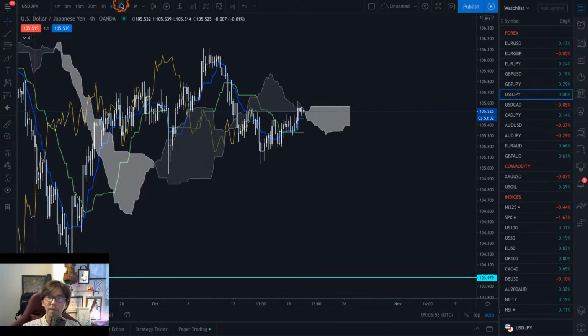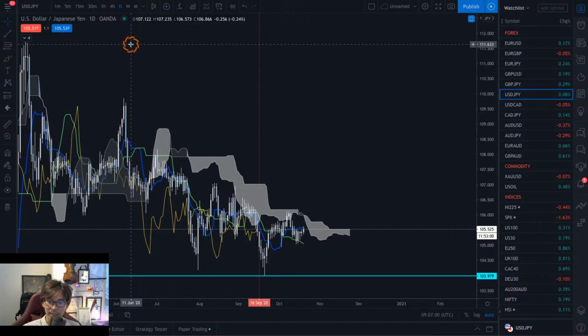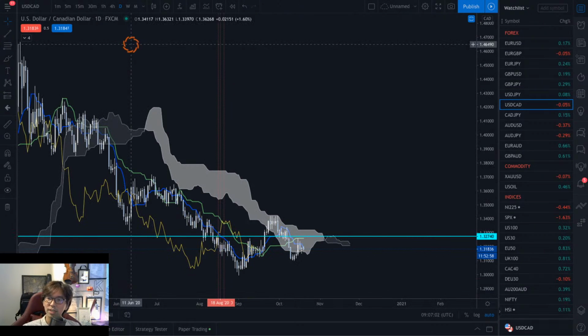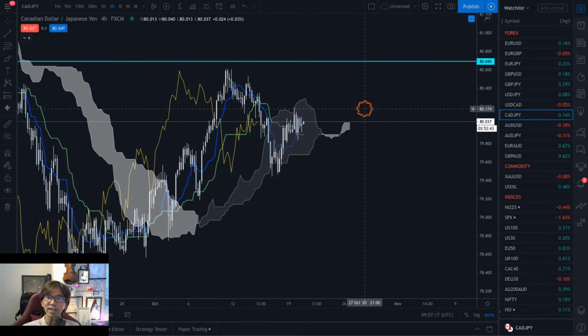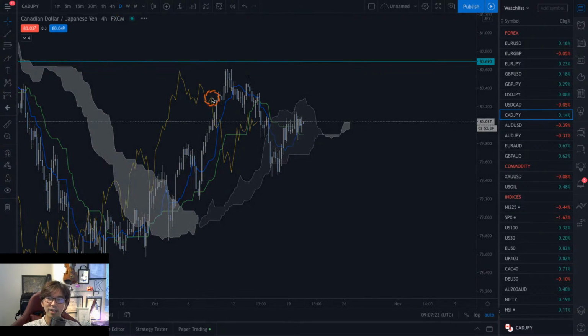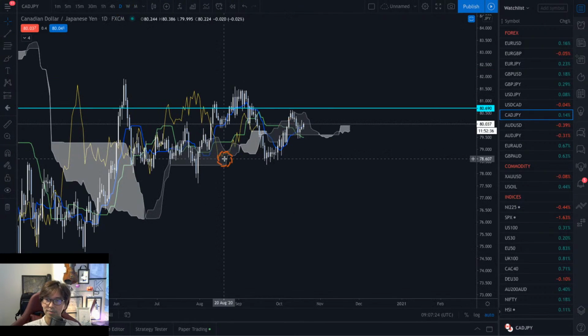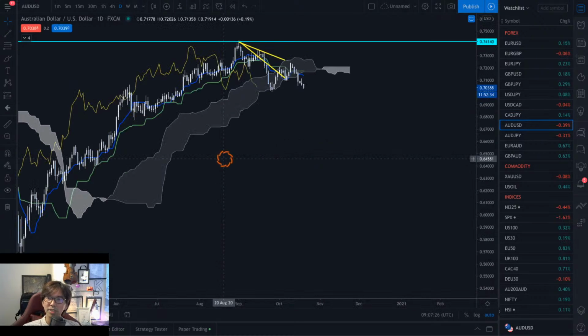USD JPY forward chart flat, daily chart flat, and USD CAD, this is also flat. The price is in the Kumo now, Chikou span touching, pretty much flat, ranging market, and forward chart, this is also flat. Wow, everything is flat so far. CAD-JPY forward chart is flat, and the daily chart is also flat. And AUD-USD, we start to see some trends, I believe.